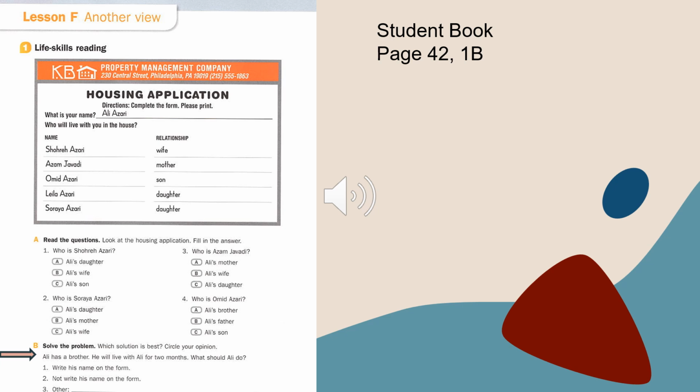Look at part B. We're going to solve the problem. And we're going to decide which solution we think is best. Ali has a brother, and he's going to let his brother live with him for 2 months. What should Ali do? Circle 1 if you think he should write his brother's name on the form and show that he's going to be living there. Or 2, not write his name on the form. Which do you think he should do? Or do you have another solution?